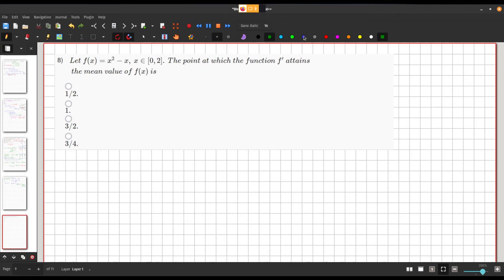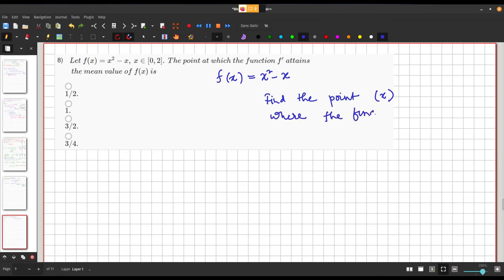So here also we are given a function, x square minus x, and we have to find the point x where the function attains its mean value. And we can easily tackle this problem using the mean value theorem.